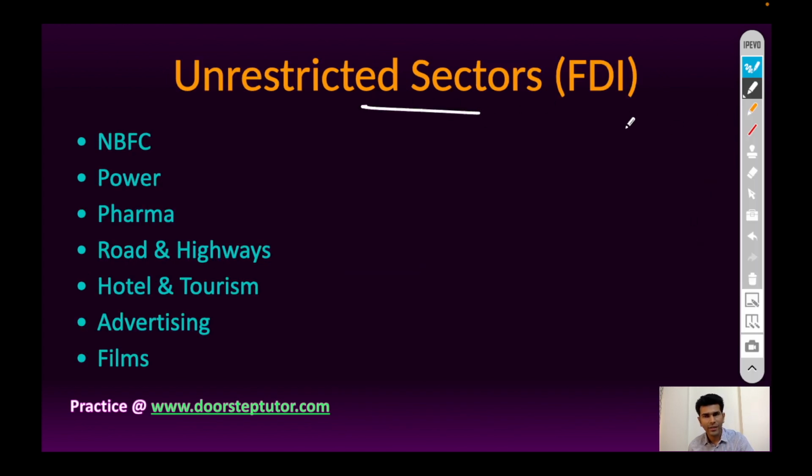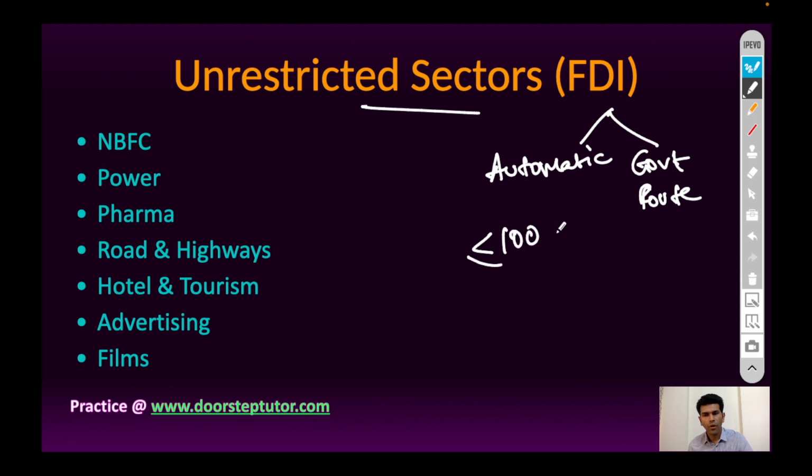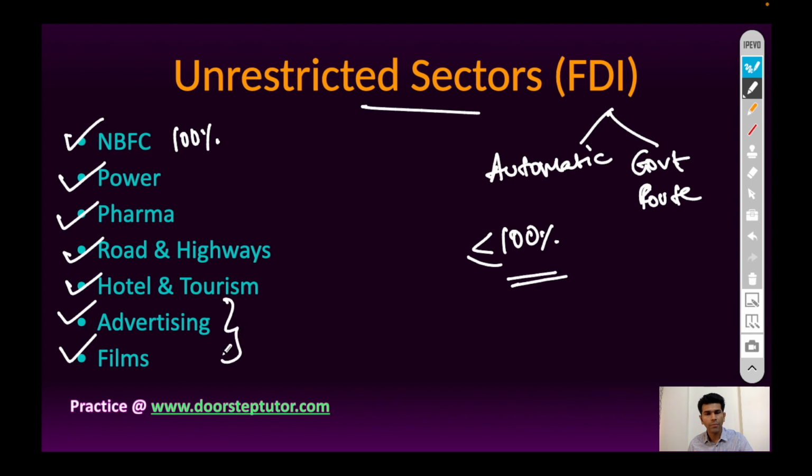What are the unrestricted sectors in FDI? It can be by way of automatic route or by way of government approval route, wherein 100% or less FDI is allowed. So, non-banking financial corporation 100% is allowed. Power sector 100% allowed. Pharma sector 100% allowed with permission. Roadway and highways, hotel and tourism 100% is allowed. In automatic route, advertising and films 100% allowed. So these are unrestricted sectors.